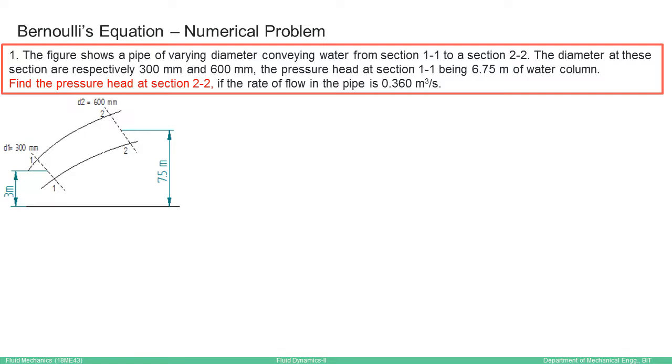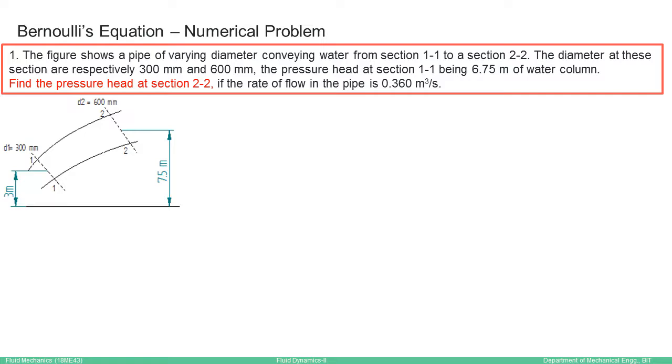First, given the sketch, you have to analyze the conditions. Since 1 is considered to be the inlet, because it is given that water is being conveyed from section 1 to section 2. At section 1 the diameter is 300 millimeter, and at section 2, that is at the outlet, the diameter is 600 millimeter. Also Z1, the datum head for section 1, is 3 meter, and the datum head at section 2 is 7.5 meter.